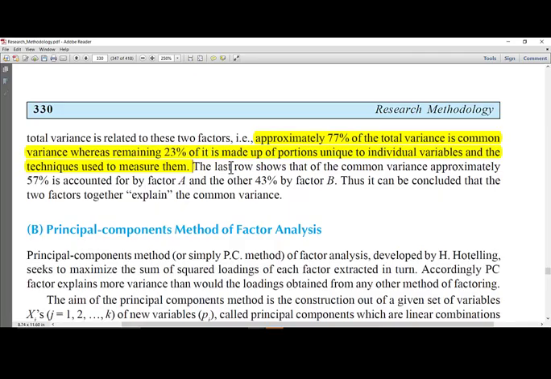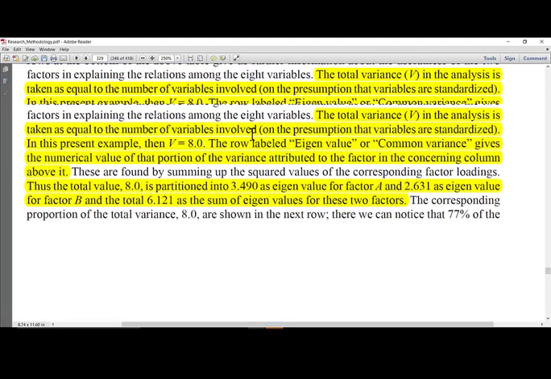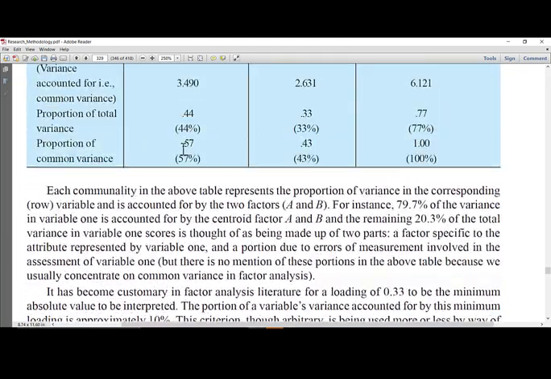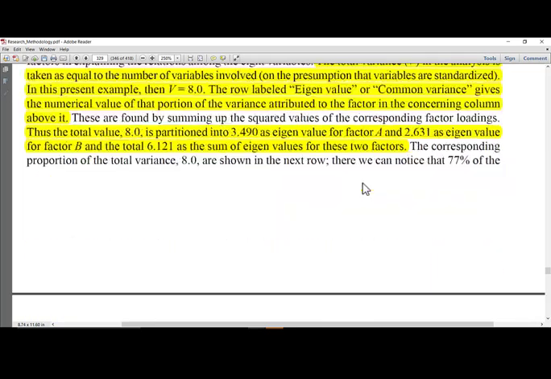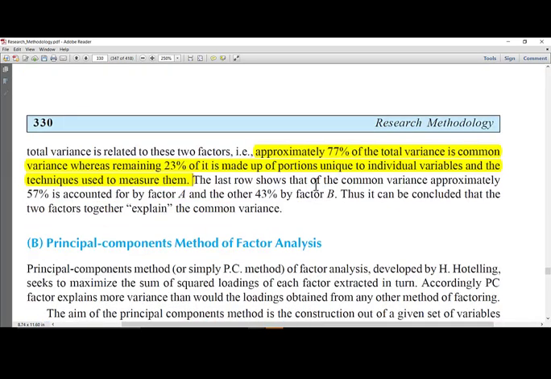And the last row means this, the proportion of common variance row. What it indicates? It shows that of the common variance, approximately 57% is accounted for by factor A and the other 43% by factor B. Thus it can be concluded that the two factors together explain the common variance significantly. This is about the centroid method.